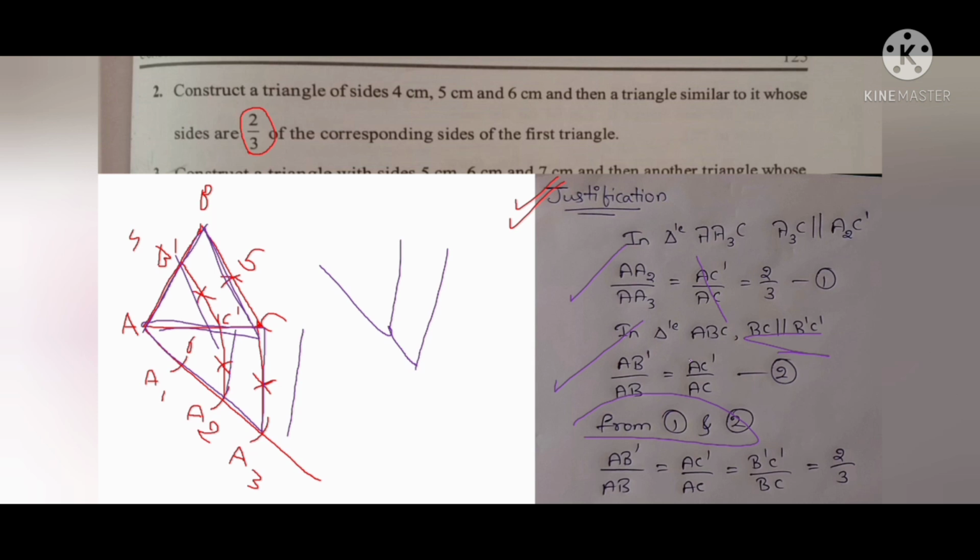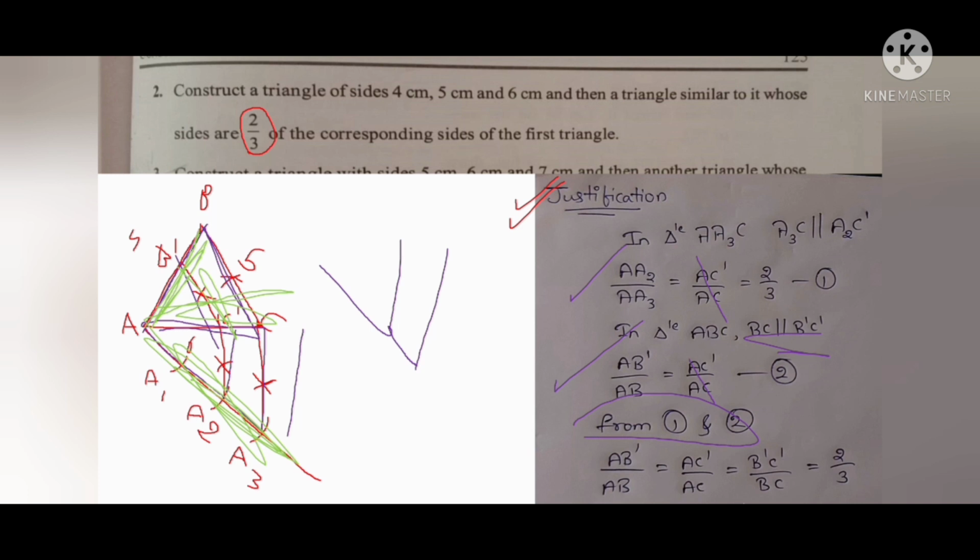From A and 1 and 2 arc we have learned that AB dash by AB is equal to AC dash by AC, that is equal to B dash C dash by BC, that is equal to 2 by 3, you know that, correct? So from 1 and 2 you can see AC dash by AC is the same, correct? In the triangle below I am putting a green line. You can check how I am doing. Samely we write the line in the justification. This much is very easy, you can see that.